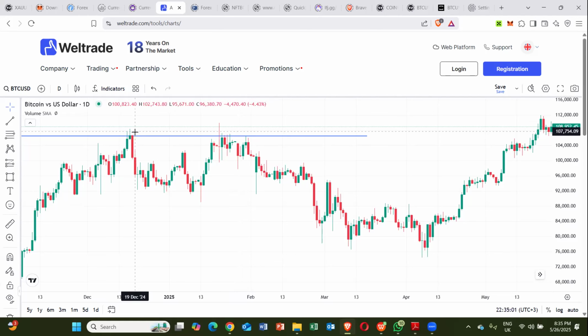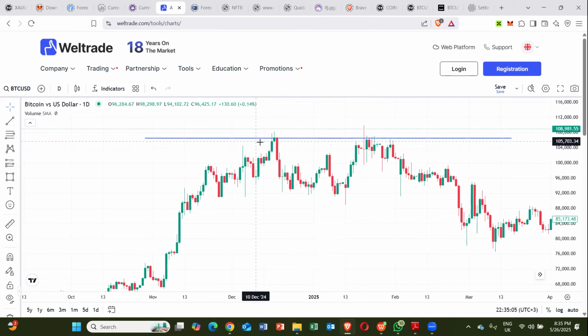So this is a resistance. At this point, this is a resistance because the price is below it and could not break through it. So this is a resistance.